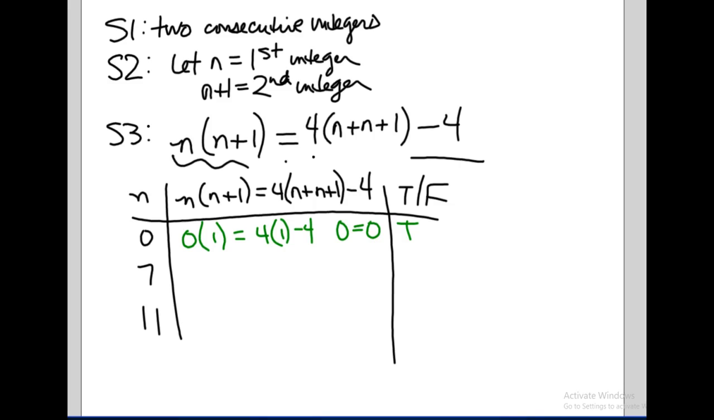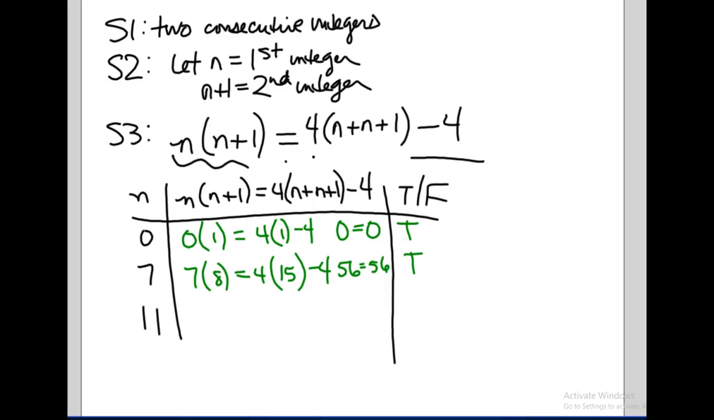Let's try the 7. We've got 7, and then we've got what? 7 times 7 plus 1, which is 8, equals 4 times 7 plus 7 plus 1, which is 15, minus 4. So 8 times 7 is 56. 4 times 15 is 60. Is that right? Yeah, 60. 60 minus 4 is 56. Oh, wow, we got another true.